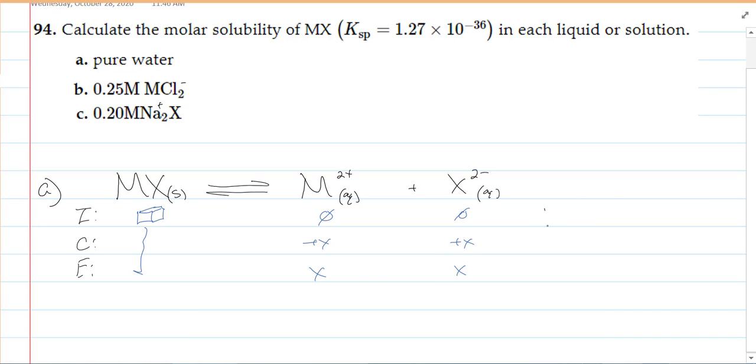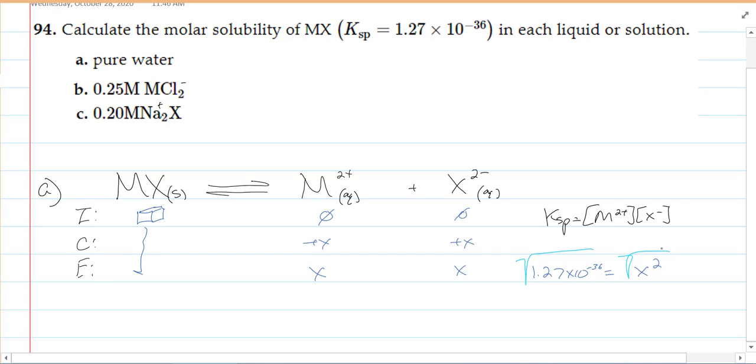Our KSP expression is equal to M2 plus times X2 minus. We know KSP happens to be 1.27 times 10 to negative 36 equals X times X, or X squared. Square root both sides. X happens to be the concentration of, I keep on writing Mg, but it's MX, which happens to be 1.23 times 10 to the negative 18. And that would be the concentration or the molar solubility of MX in pure water.